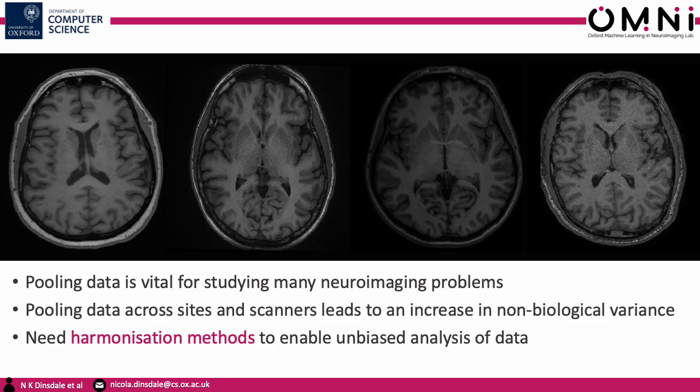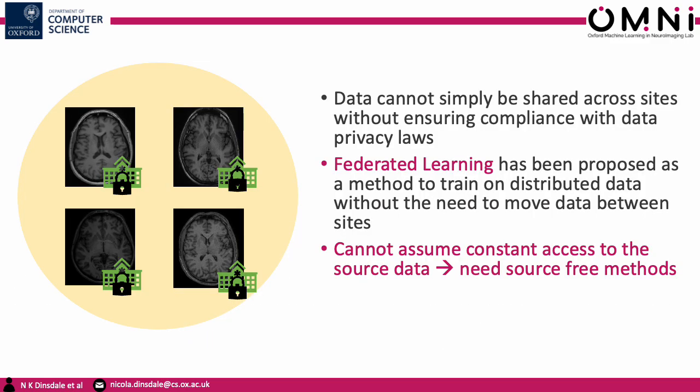Although some large-scale projects, such as the UK Biobank, exist, the majority of neuroimaging datasets remain small. This necessitates the combination of data from multiple sites and scanners, both for statistical power and to represent the breadth of biological variability. However, combining datasets across scanners leads to an increase in non-biological variance due to differences such as acquisition protocol and hardware. Thus, we need harmonization methods to enable joint and unbiased analysis of data from different scanners and studies. However, data cannot simply be shared across imaging sites without ensuring compliance with data privacy laws.